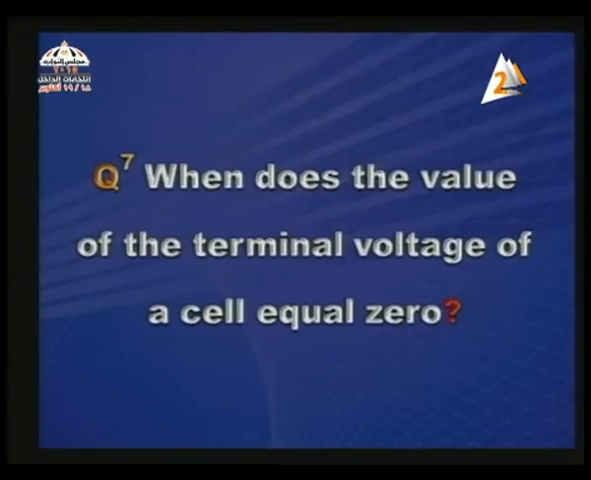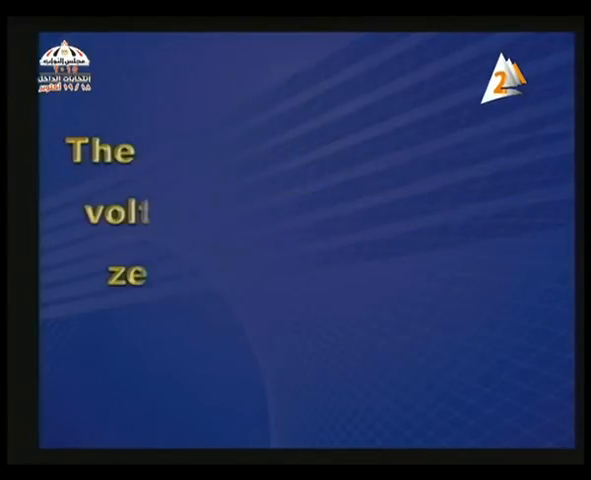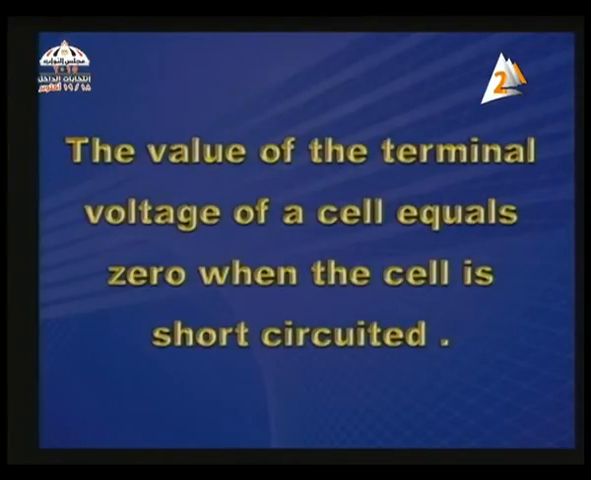When does the value of the terminal voltage of a cell equal 0? Let me say it again. When does the value of the terminal voltage of a cell equal 0? Okay, I can hear you saying it happens when the cell is short-circuited. What does it mean, short-circuited?